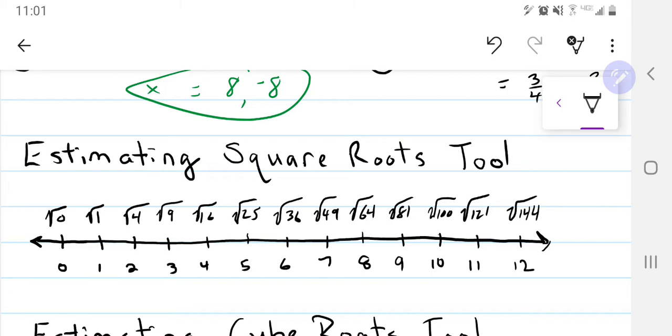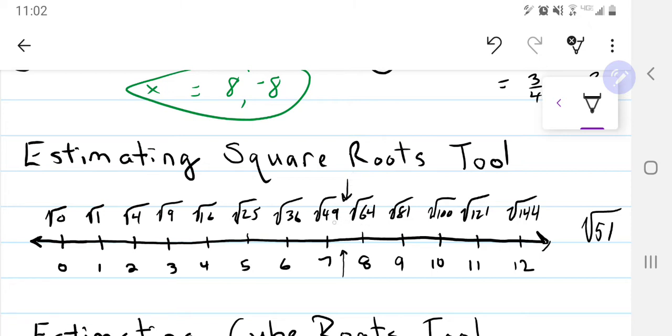Okay, so how are we going to use this to estimate square roots? Well, if I were to give you a square root such as square root of 51, where would this fall on the number line? Look around. Where would it fall? It would fall somewhere in between square root of 49 and square root of 64. So therefore, the answer is going to be somewhere between 7 and 8. Which one's it going to be closer to? Is the answer going to be closer to 7? Or is it going to be closer to 8? The square root of 51. Closer to 7 or closer to 8?